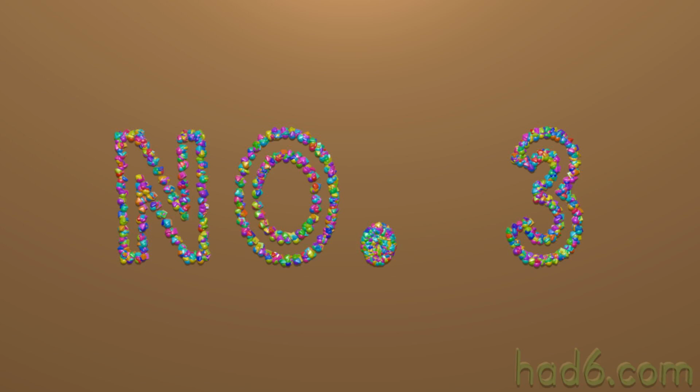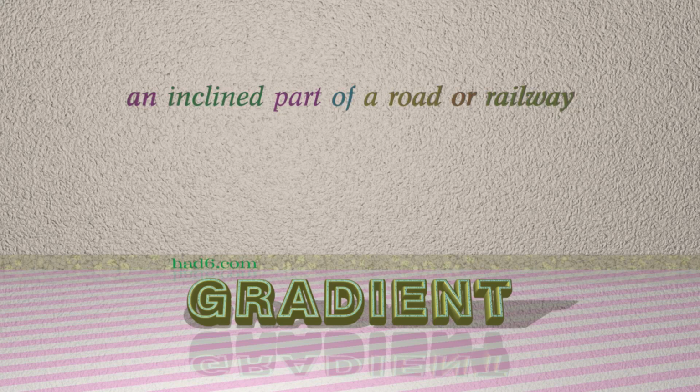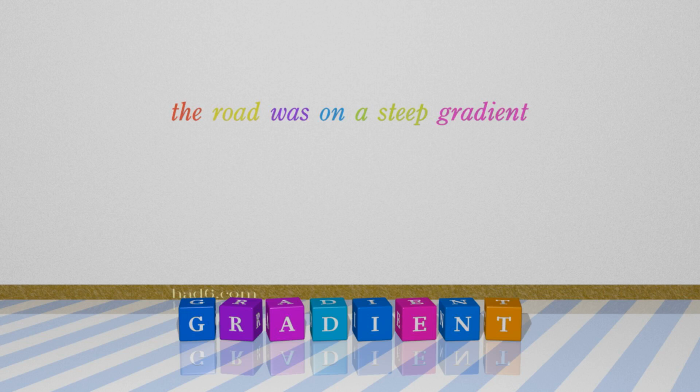Number 3. Gradient, which means an inclined part of a road or railway. Gradient. For example, the road was on a steep gradient.